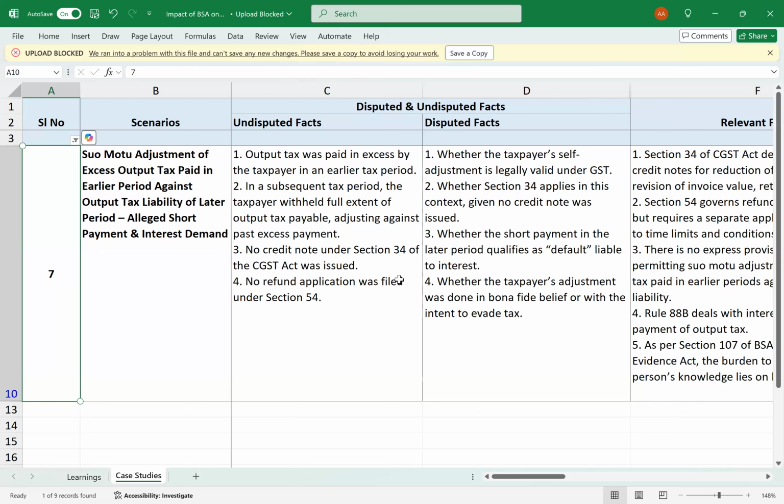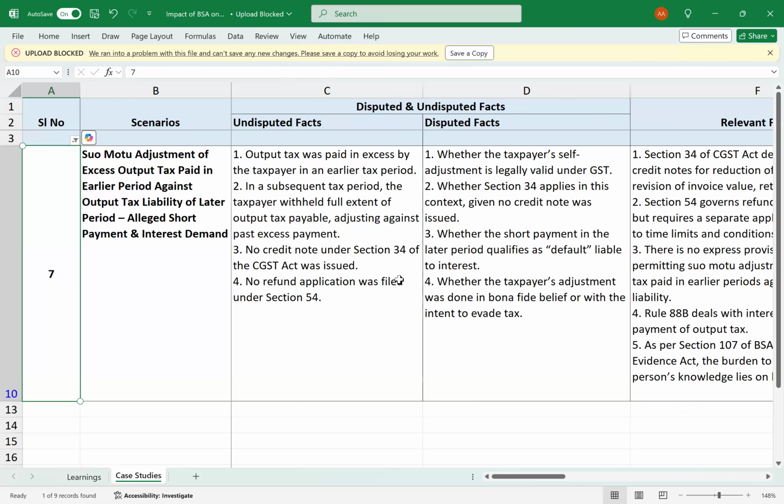That should be the basis for issuance of show cause notice. And if the burden of proof is to discharge, and if it is to the satisfaction of the officers, then there is no question of issuing the show cause notice, no?